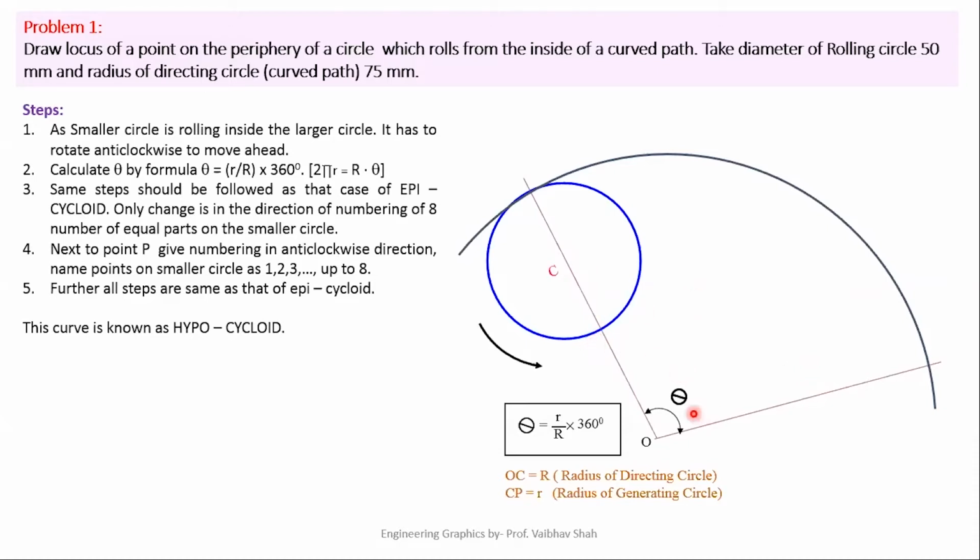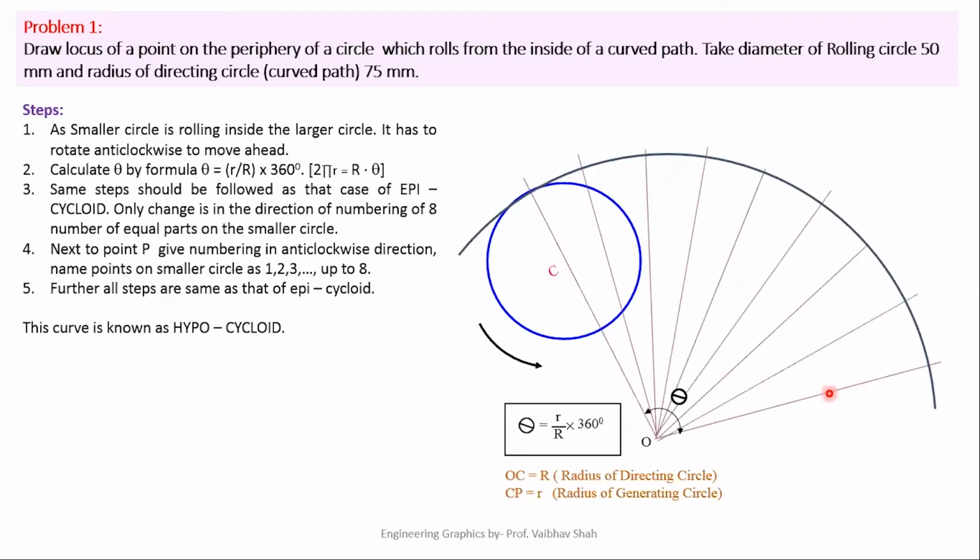I will be putting this theta in my calculator and dividing it by 8. I will be having one value, and I will be taking that value on my protractor, and I will be dividing this portion into 8 parts like this. 1, 2, 3, 4, 5, 6, 7, and 8 part would be this line itself.